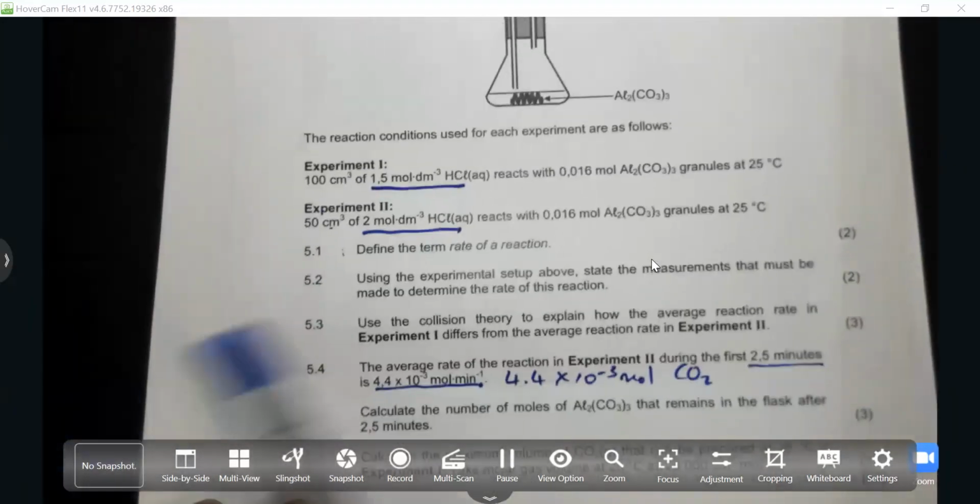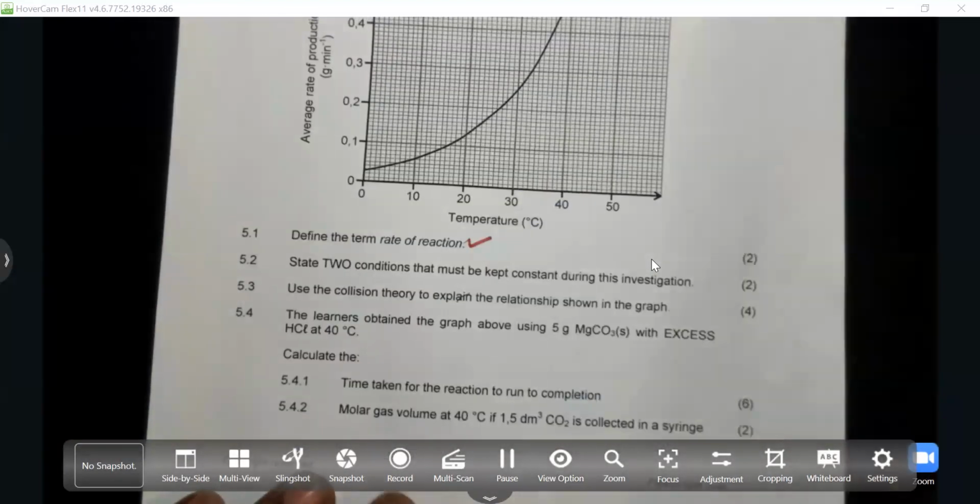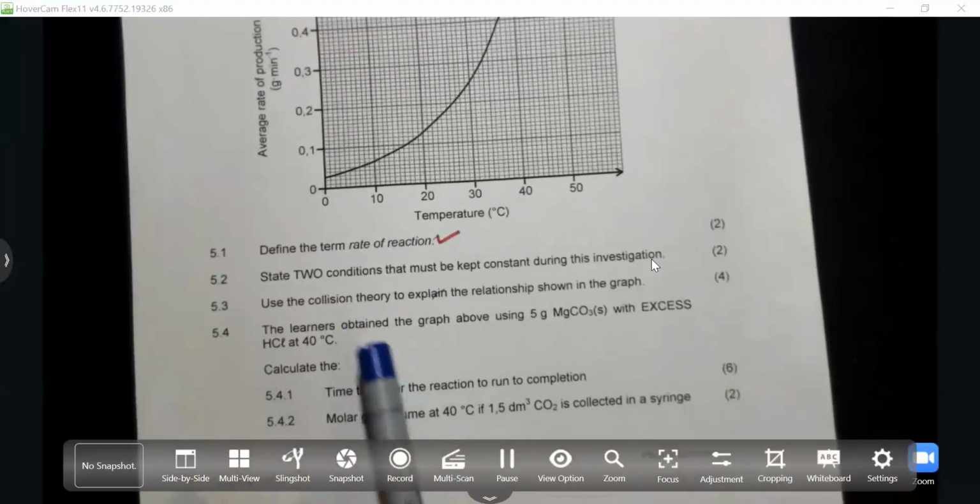In 2021, they asked us about the collision theory. In 2022, they asked us about the collision theory. Same question, 5.3 and 5.3, collision theory.